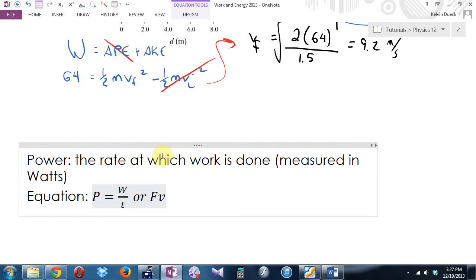But the written section, I'm telling you, it's going to be some kind of an applied work combined question, and then 2 or 3 conservation of energy questions.